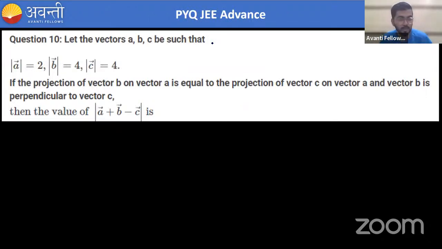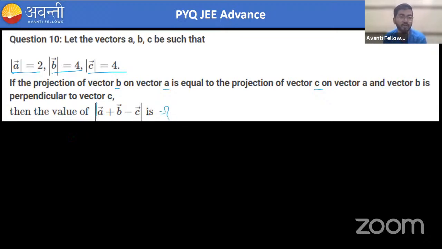Now, let the vectors a bar, b bar, c bar be such that mod of a bar is given 2, mod of b bar is 4, mod of c bar is also 4. So if the projection of vector b bar on the vector a bar is equal to the projection of vector c bar on a bar and vector b bar is perpendicular to vector c bar, then the value of mod of a plus b minus c is.